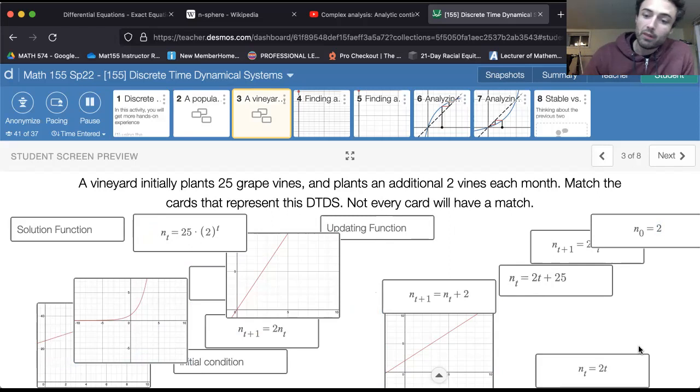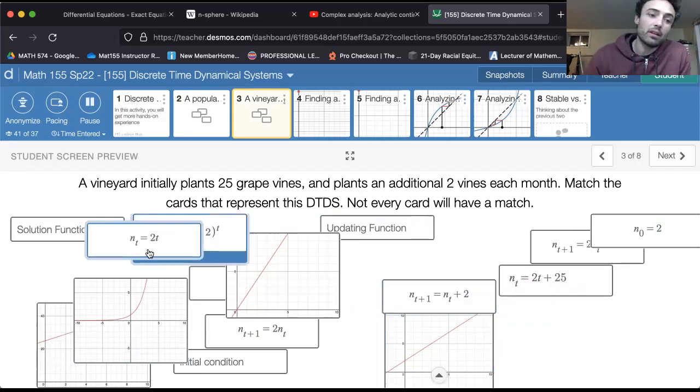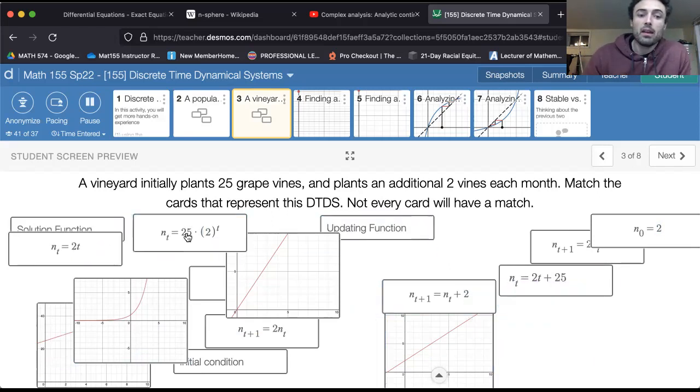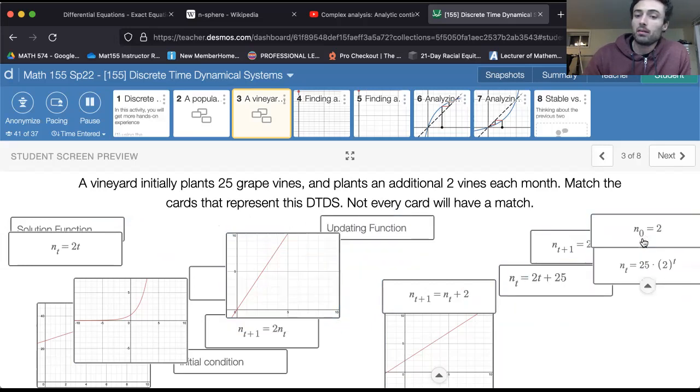So my solution function is going to be this tile over here. So let's go put this with solution function. And this exponential can get out of the way. You're not needed. And you're not needed.